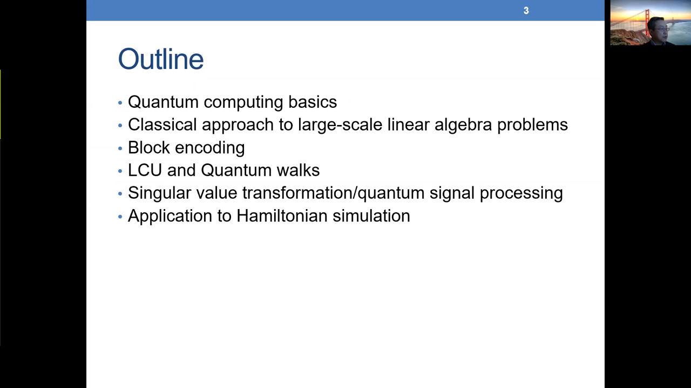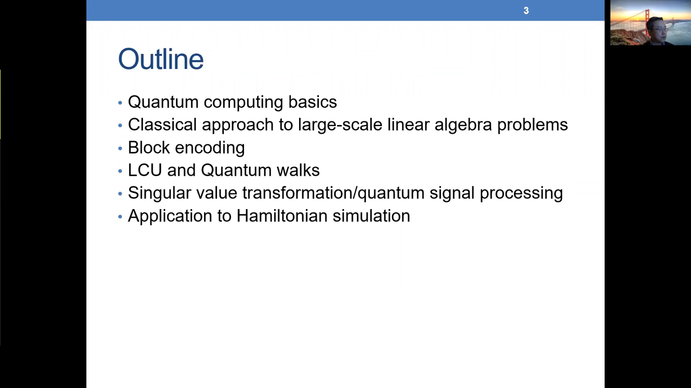And then I will introduce this block encoding idea. Basically it's an idea of embedding a non-unitary matrix into a larger unitary matrix that you can manipulate on a quantum device and then be able to extract information out once you apply the unitary transformation.